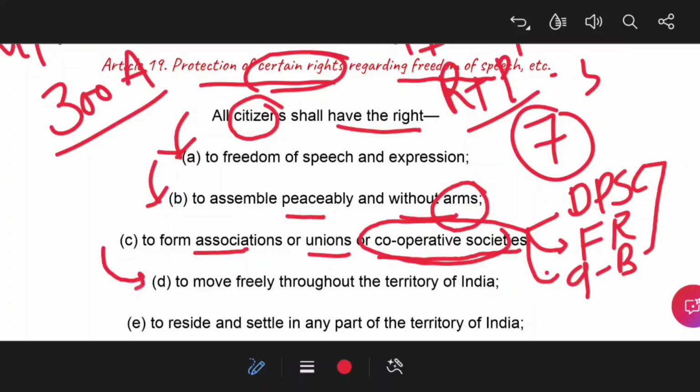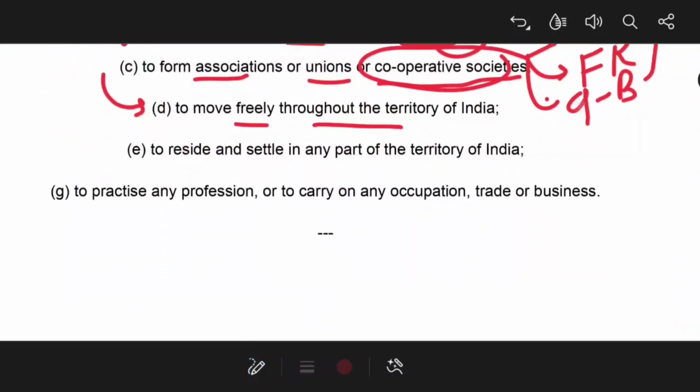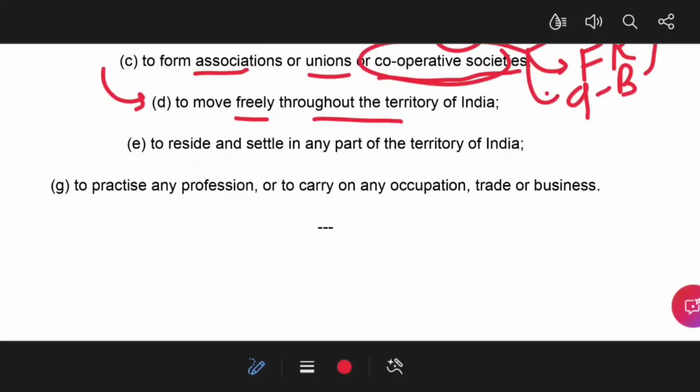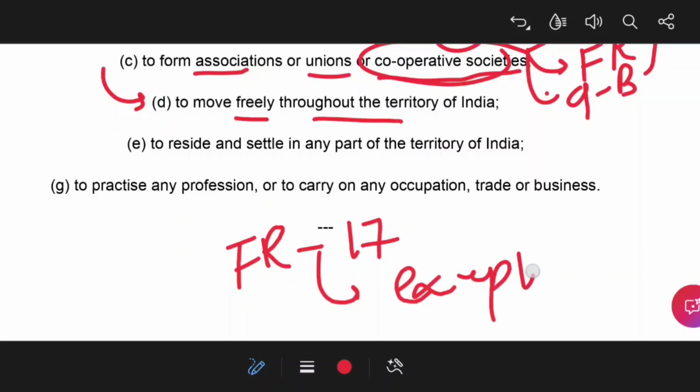All citizens also have the right to move freely throughout the territory of India, but that doesn't mean that if there is a prohibition to move in the territory of any tribal area, you can. If there is a prohibition, then you are not allowed to walk freely in that area. As we have told earlier, all fundamental rights except article 17 have exceptions, and I am going to discuss the exceptions on the basis of which these fundamental rights can be curtailed or abridged.